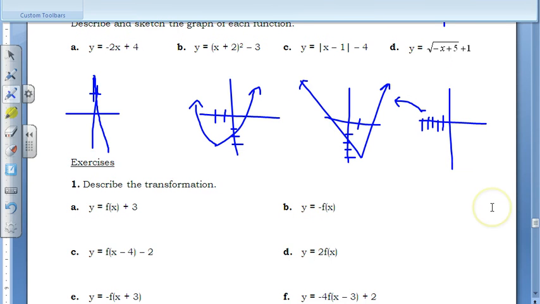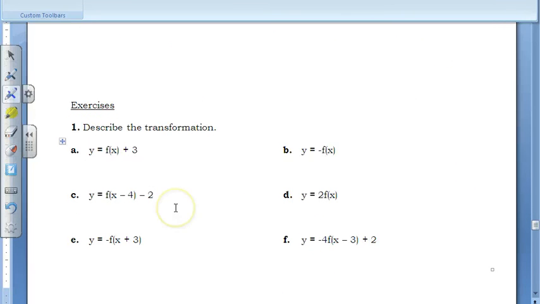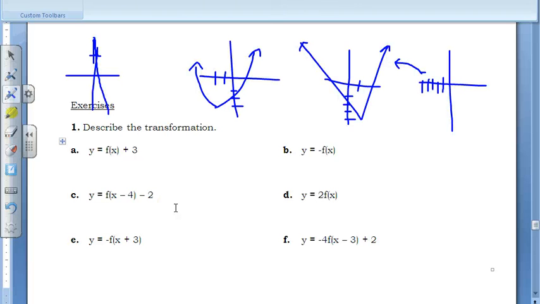When you get down to the exercises, this is just saying, what does a +3 at the back of an equation do? What does a 2 in front of an equation make it do? And so on. So I think this should be manageable, but you can always ask me if you have any questions. Good luck.